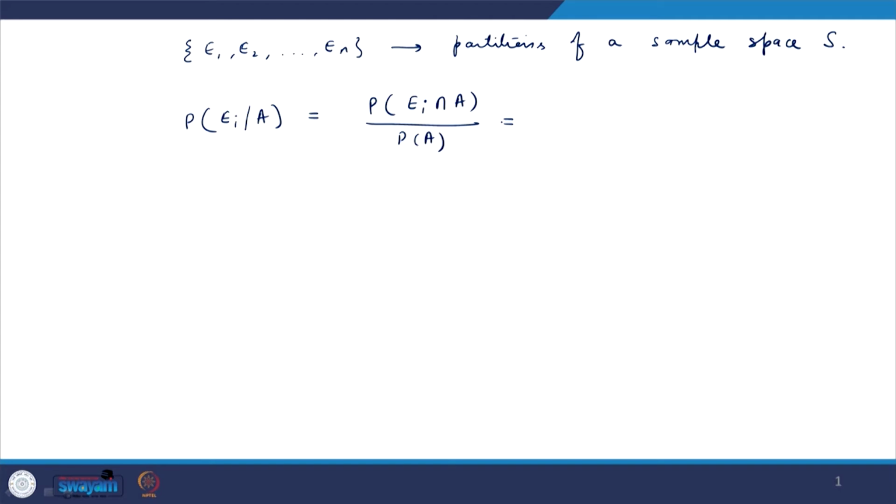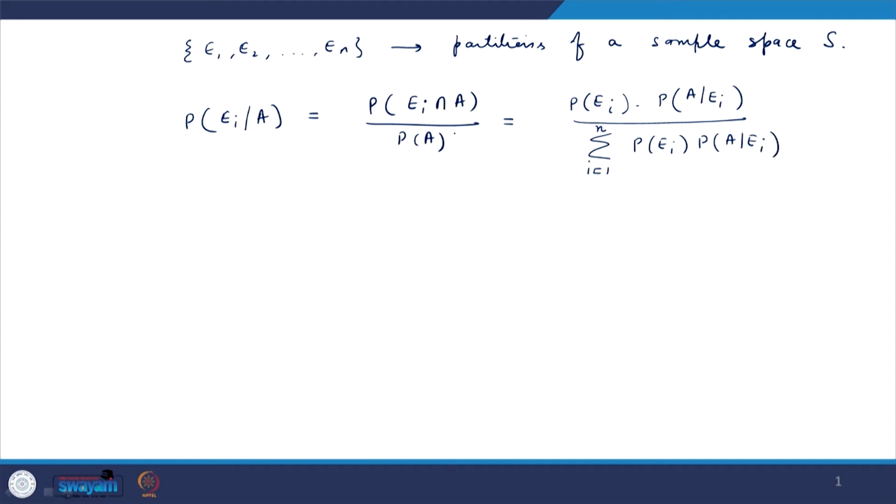Now what is the probability of EI intersection with A by the multiplication rule? This is nothing but the probability of EI multiplied by the probability of A given EI. And this P of A from the total probability will be given by the summation, I from 1 to n, of probability of EI multiplied by probability of A given EI.